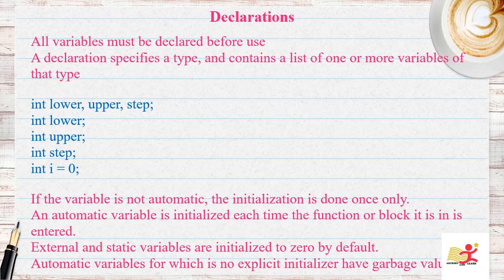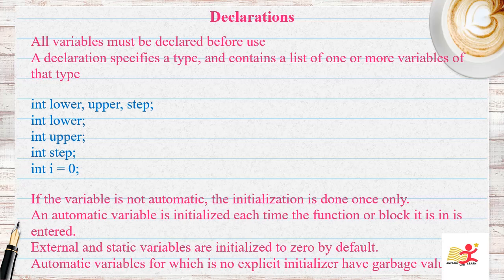And a variable may also be initialized in its declaration. You can write the name followed by an equal sign and an expression. The expression serves as the initializer. For example, int i is equal to 0. There you are initializing the variable.